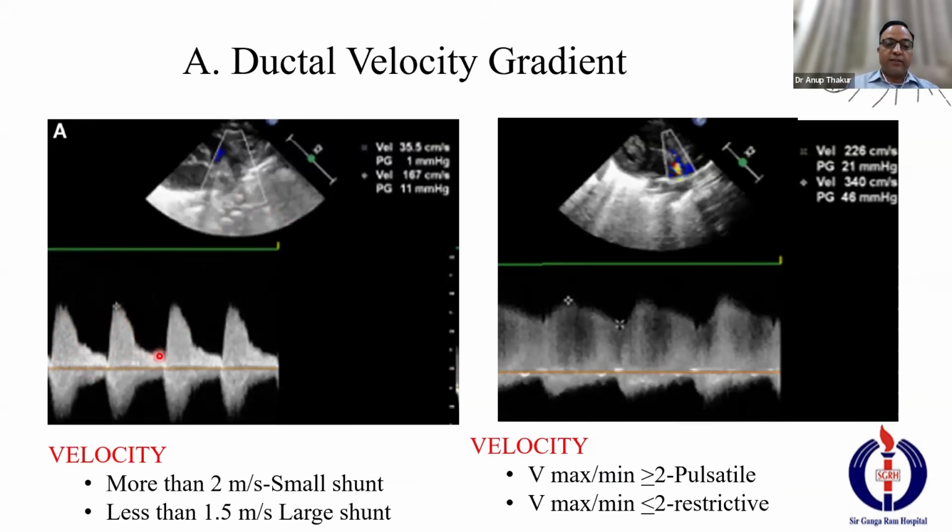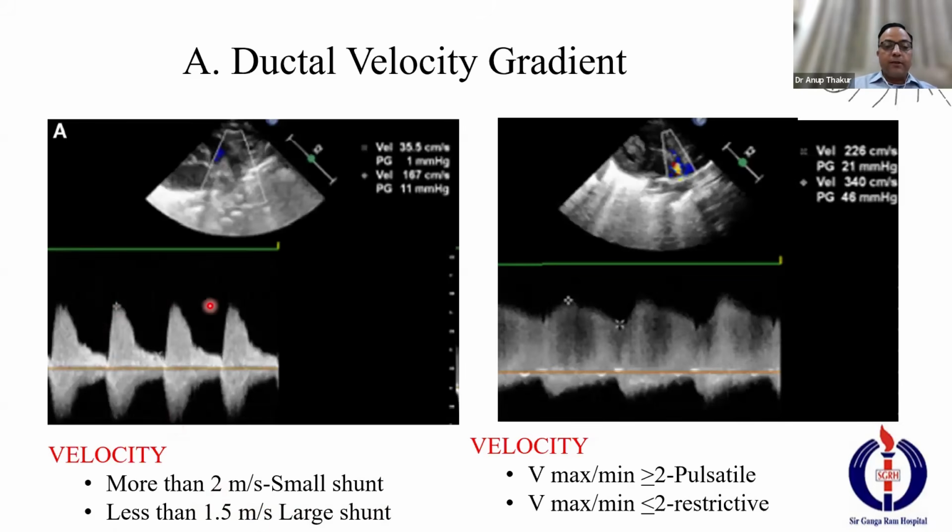And somewhere here is the diastolic velocity. Systole and diastole. So when the velocity is high, then it is a small shunt. Roughly speaking, if the velocity is more than 200 centimeters per second, or 2 meters per second, it's a small kind of shunt. But if it is less than 1.5 meters per second, it's a large shunt.